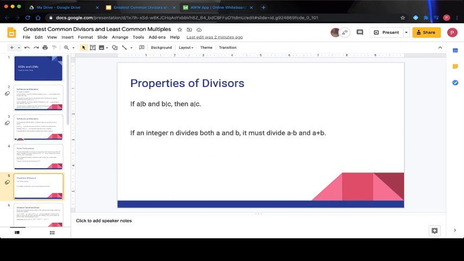So here are two properties of divisors. If A divides B and B divides C, then A divides C. So this is basically saying that the divisor property is transitive. Another property is that if an integer n divides both A and B, it divides the sum of these numbers and the difference of these numbers.